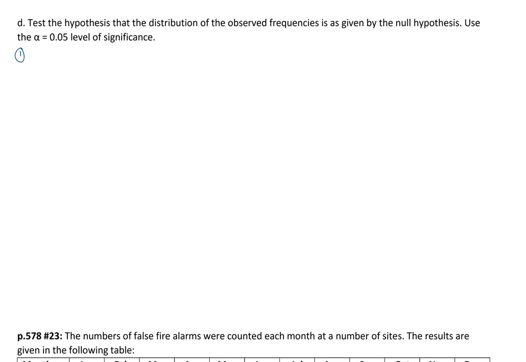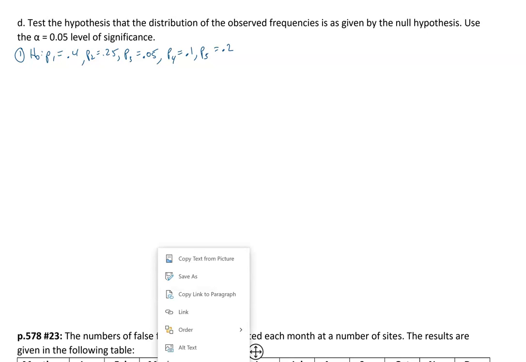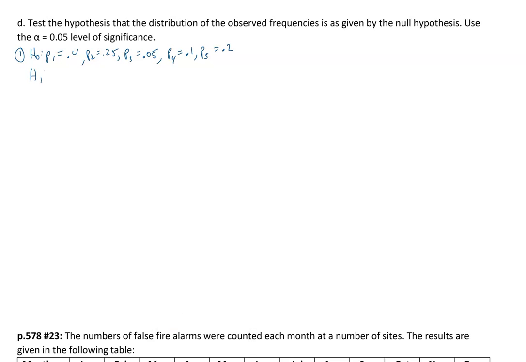So the first step would be our null hypothesis, laying out those proportions. P1 was 0.4, P2 was 0.25, P3 was supposed to be 0.05, P4 was supposed to be 0.1, and P5 was supposed to be 0.2. Potentially we could use the language H0, the observed frequencies are as given by our null hypothesis up above, but we'll just spell it out. 5 is not too bad. And then the alternative, at least one proportion is different, or you could say 2 or more.